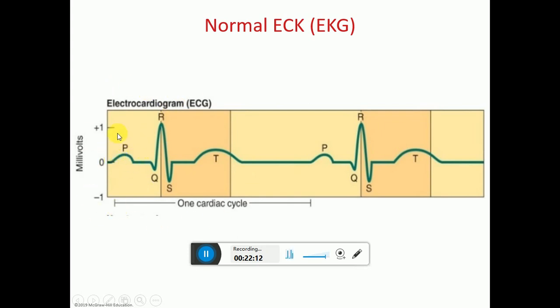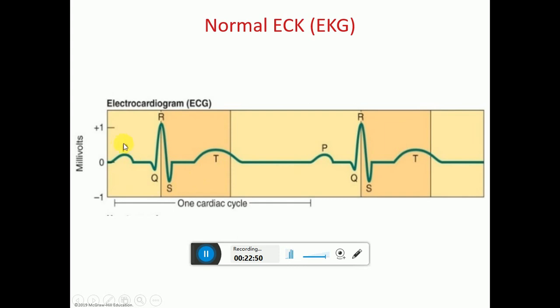The P wave stands for atrial depolarization, which means this is when the atrium is depolarizing and it is going to contract. And then you have the QRS complex. This illustrates the ventricles depolarizing, and that's when ventricular contraction or ventricular systole occurs. The T wave represents ventricular repolarization, where the ventricles are relaxing or going through ventricular diastole.